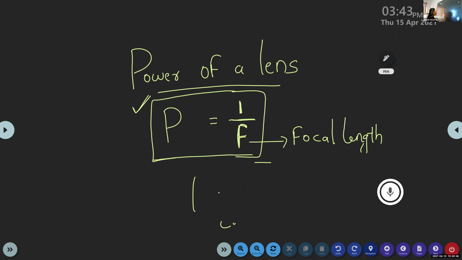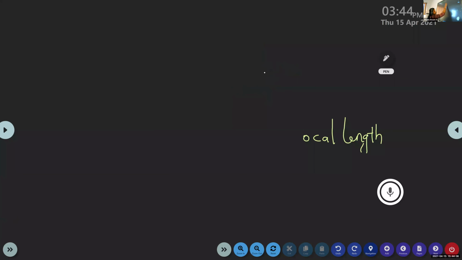Okay. Similarly, sometimes it may be asked, the doctor prescribed a lens with the power negative 1.5 diopter. Then can you identify the type of the lens that is prescribed here? Concave. Yes, it is concave. Very good. Because the power of a concave lens is always negative. Okay. So I hope this topic is clear, right?